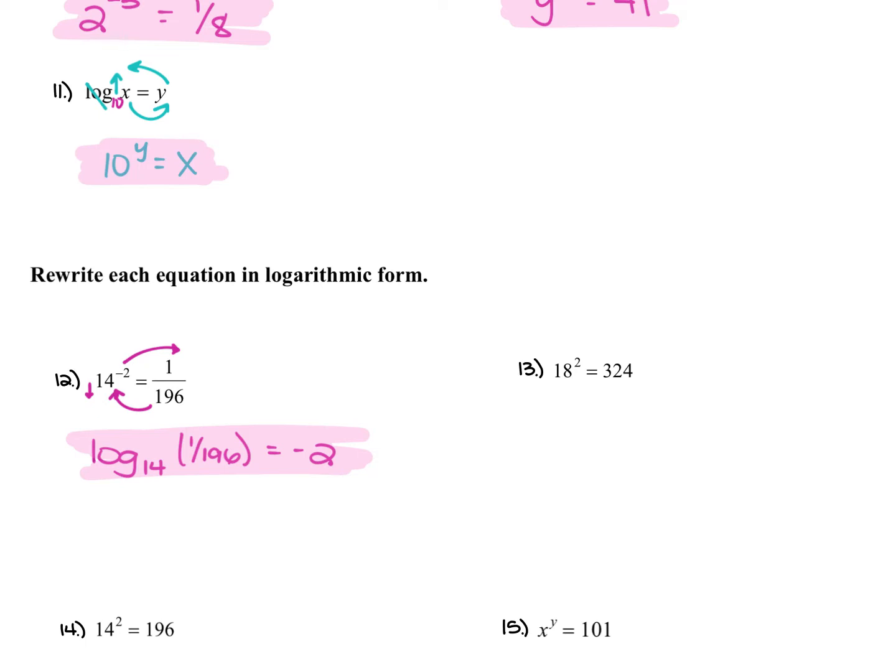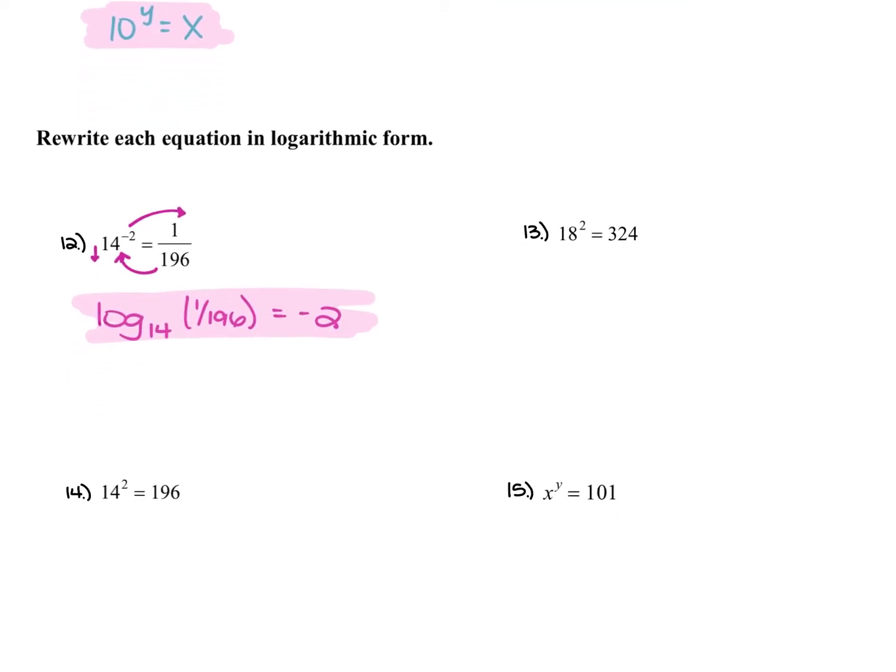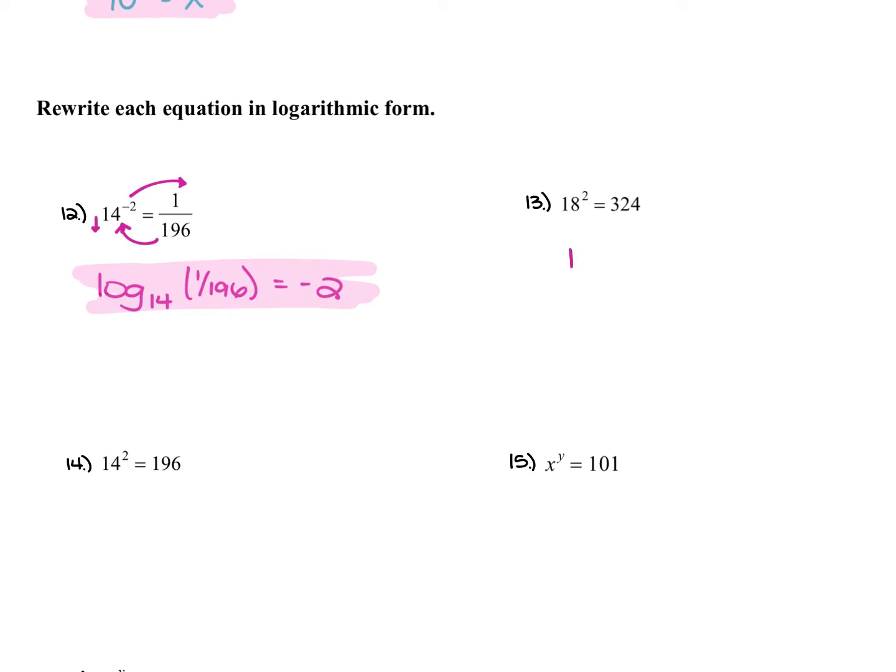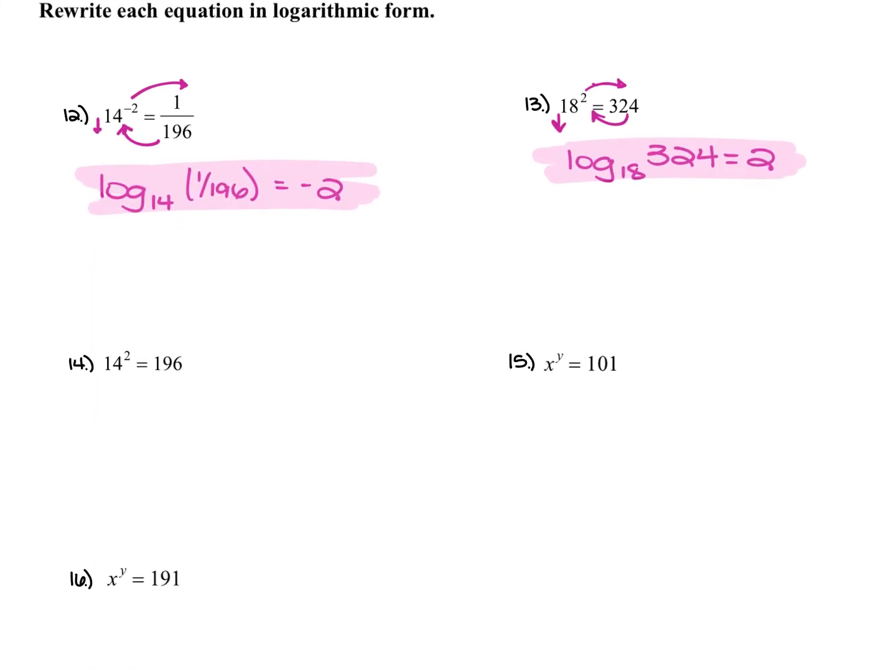For 13, you have 18 to the second power is equal to 324. So again, we're going to add in the log. 18 is your base, so that's your subscript number. 324 comes next, and it's equal to your power, which is 2. For 14, you have 14 squared is equal to 196. So again, we're going to have log 14 of 196 is equal to x.